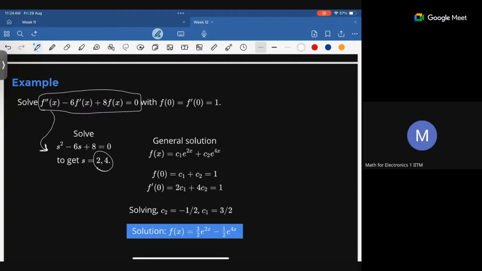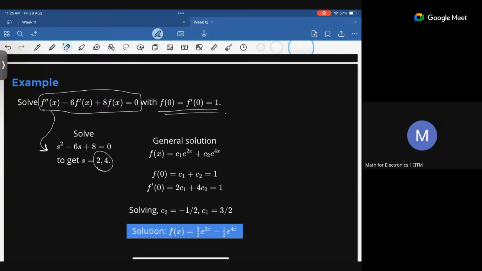Once we have 2 and 4 as the roots, since they are distinct, the general solution will be of the form c1 e power the first root times x plus c2 times e power the second root times x. That's it. For getting c1 and c2, I will use the initial conditions. So f of 0: if I substitute 0, I'll have c1 times e power 0 plus c2 times e power 0, which is c1 plus c2, which is f of 0, which is 1. So c1 plus c2 is 1.